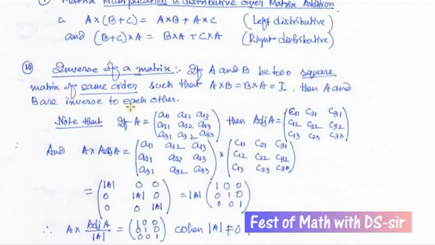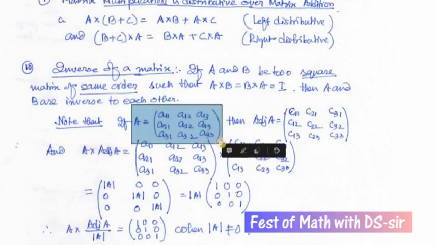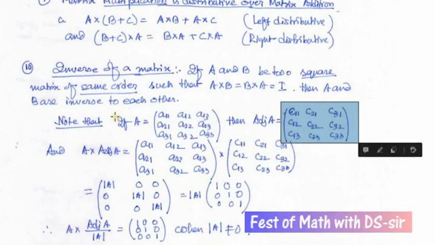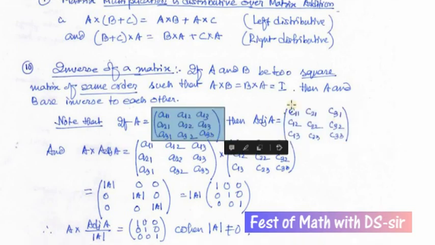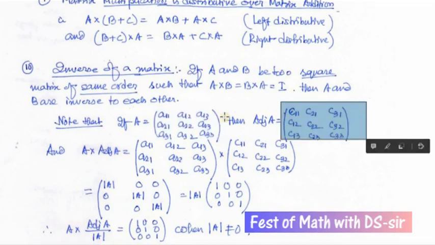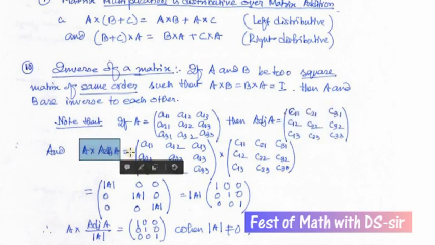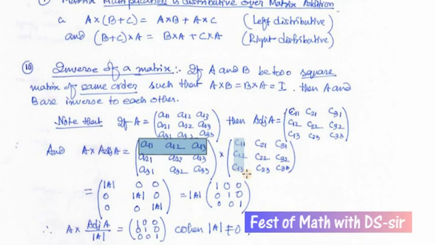Now let A be a square matrix like this, of third order. Then adjoint A is this, because you have to construct the cofactors of det A, then construct the transpose, and the corresponding matrix is the adjoint. Now how do we find A into adjoint A? Matrix multiplication is done by row into column. So first row into first column.